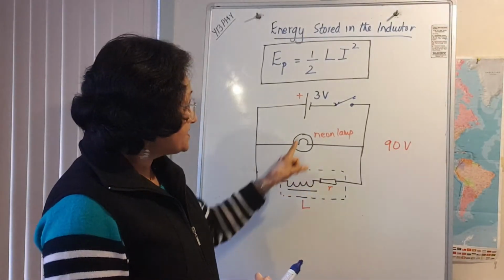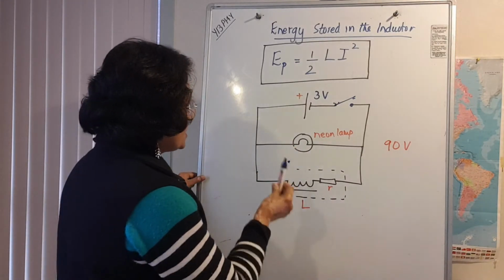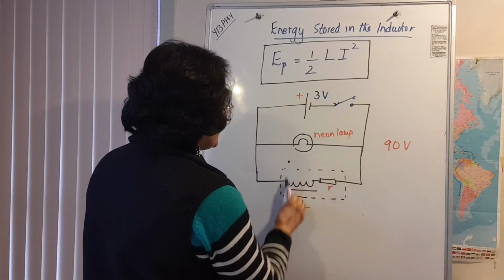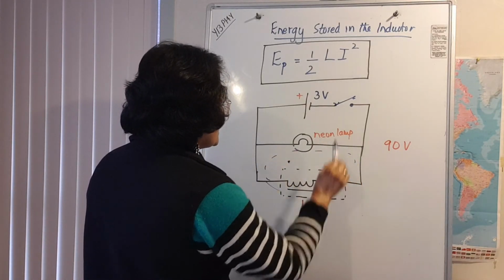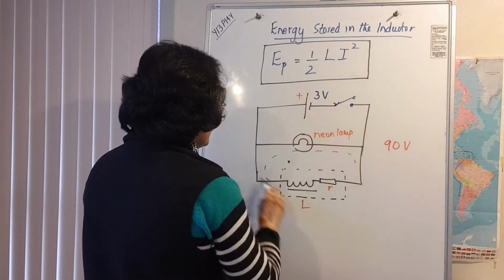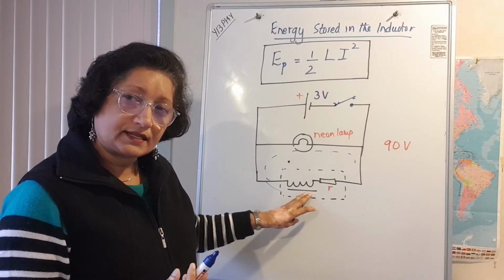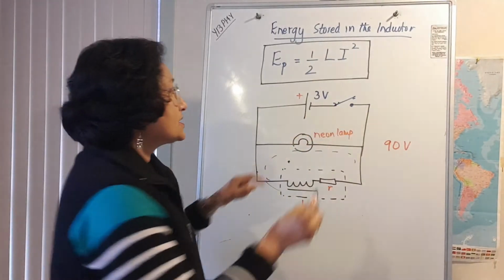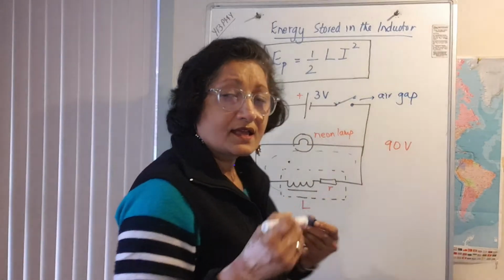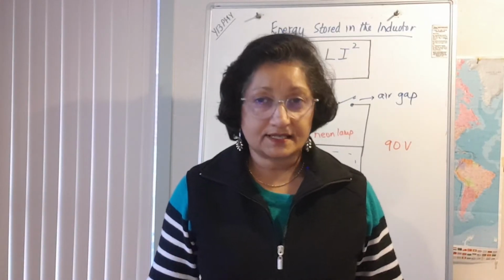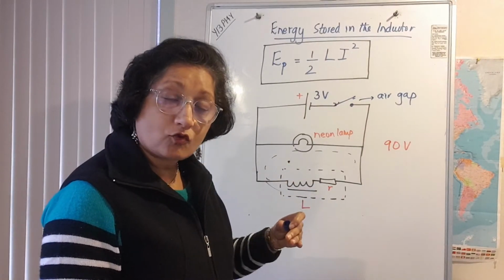Why is that happening? It means when you open the switch, there's a voltage that's close to 90 volts. When you open the switch, this inductor is discharging through the lamp. When the switch was closed, nothing happened here. The inductor was storing energy in its magnetic field. Now this is how you reason it out. When you open the switch, there is an air gap over here. Air has infinite resistance, so the current rapidly falls to zero.